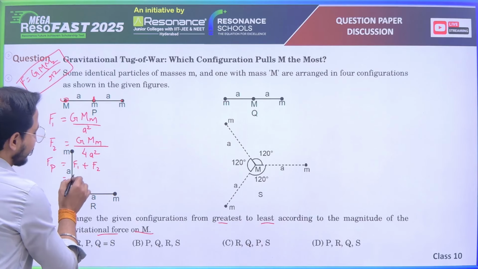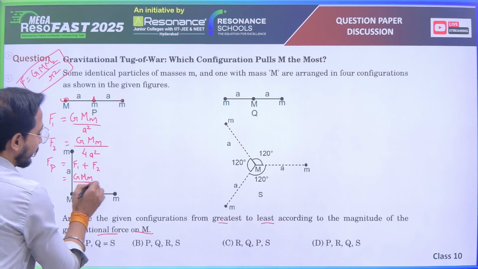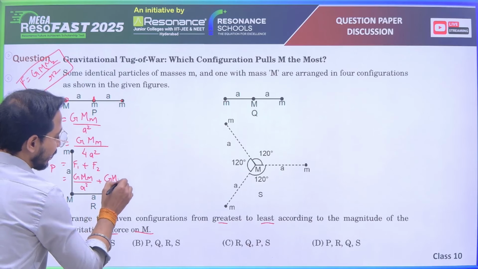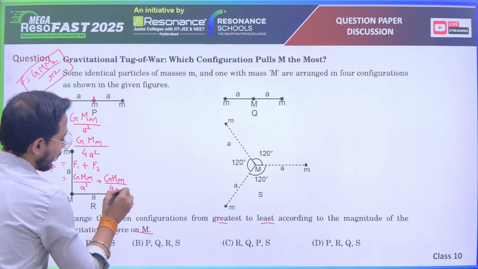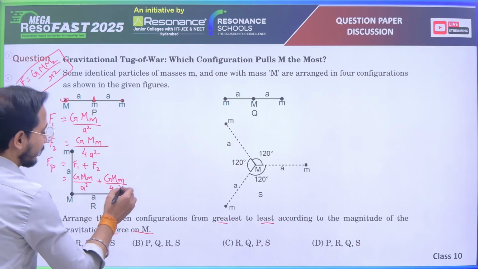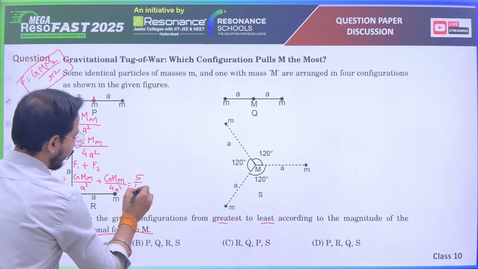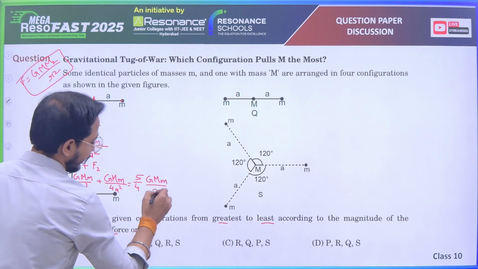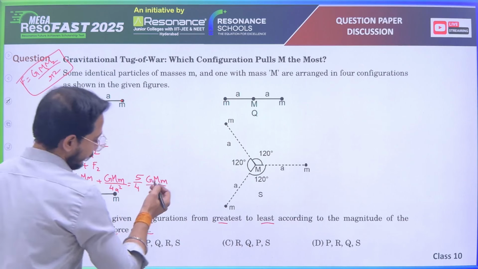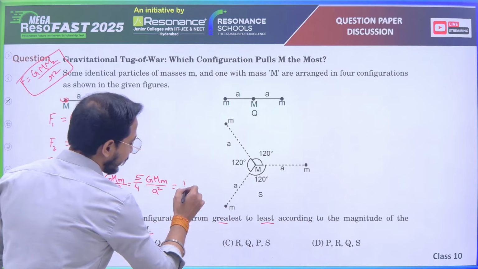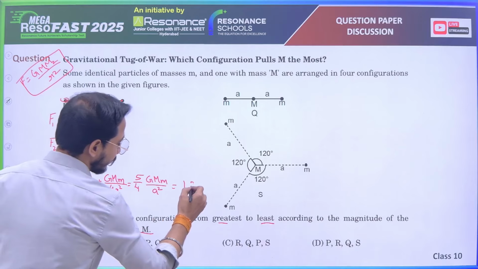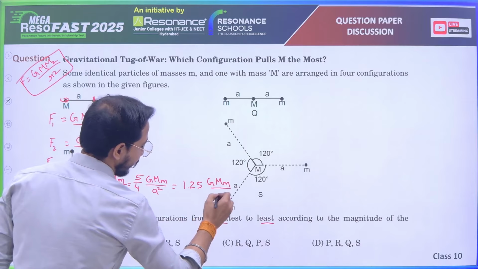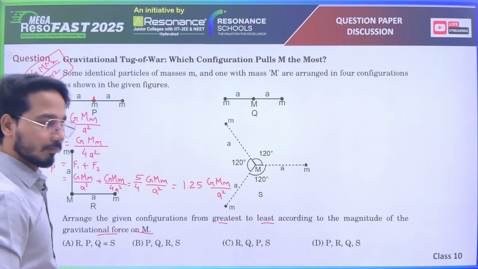So F1 is capital G, capital M, small m by A square, plus F2 is capital G, capital M, small m by 4A square. So when we calculate this, it will be 5 by 4, capital G, capital M, small m by A square, right? If in decimal we write, it will come like 1.25 capital G, capital M, small m by A square, right?